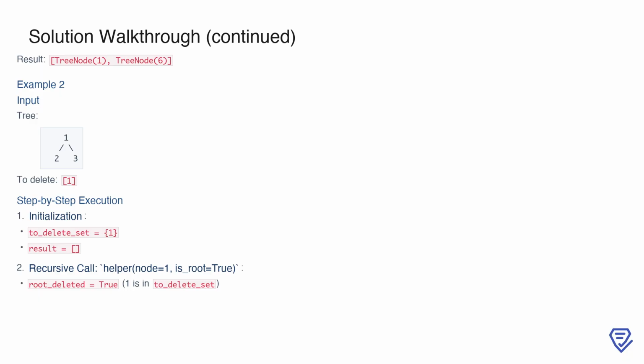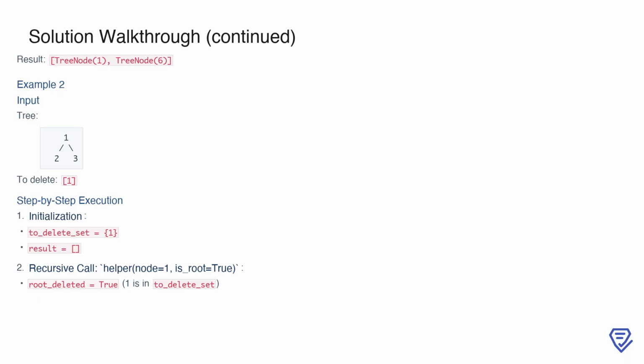In the next example, we consider a simpler case where the root node itself is to be deleted. The tree structure is smaller, with only nodes 1, 2, and 3, and we are tasked with deleting node 1. We start by initializing the to_delete_set with the value 1 and an empty result list.